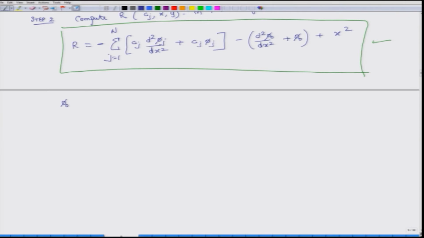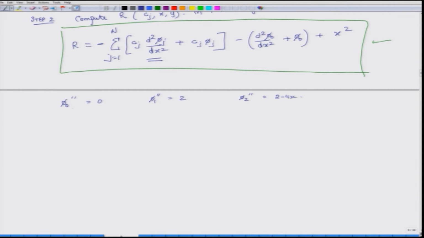At this stage I compute the value of second derivative of phi naught, and phi naught was x. So, its second derivative is 0. Then I compute the second derivative of phi 1, because here I have to have second derivative terms. So, that is why I am doing this. So, this is equal to 2, and then the second derivative of phi 2 is equal to 2 minus 4x.